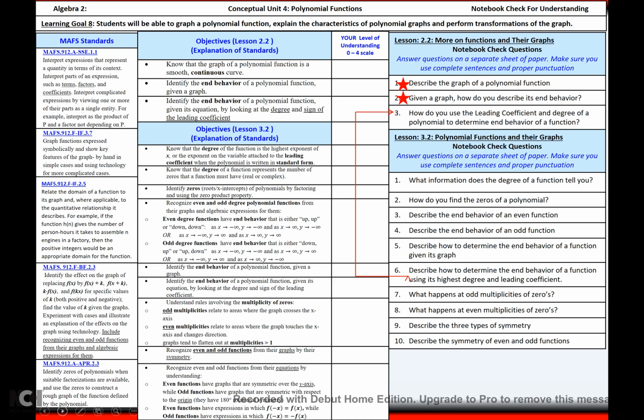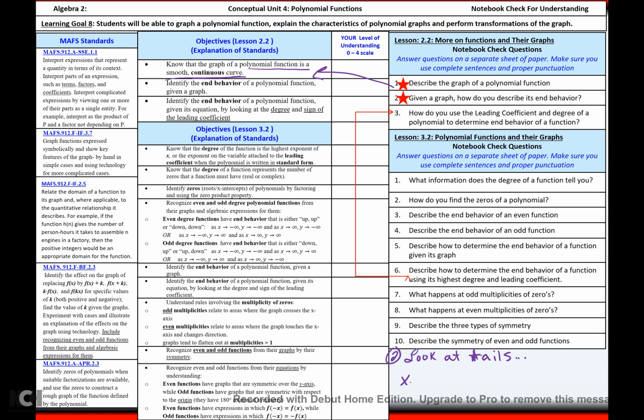Alright, so describe the graph of a polynomial function. Well, it's a smooth, continuous curve. Number 2, given a graph, how do you describe its end behavior? Let's put that down here. You look at the tails.